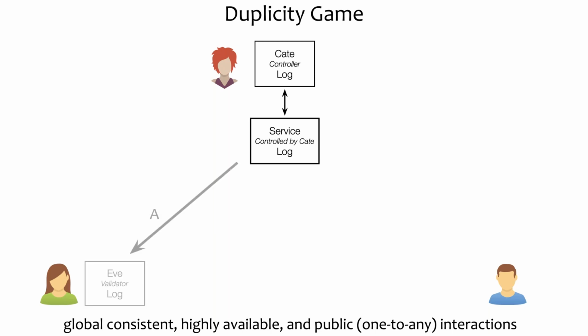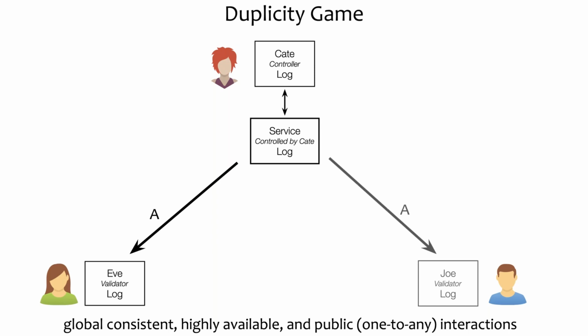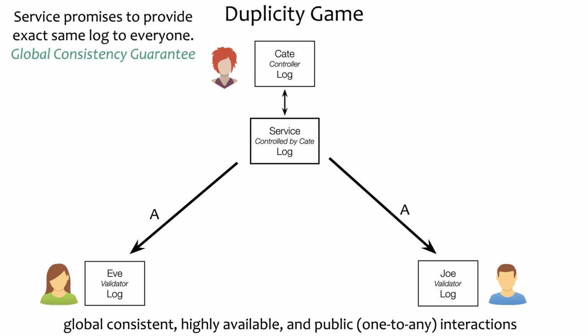So now it gets really interesting when we want to change from locally consistent to globally consistent. So in this case, I've got Kate talking to both Eve and Joe using the same identifier, highly available, public one to any, because she's using the same identifier and she's making the promise that she's going to be globally consistent, that anyone that Kate talks to using identifier A will get the same log.